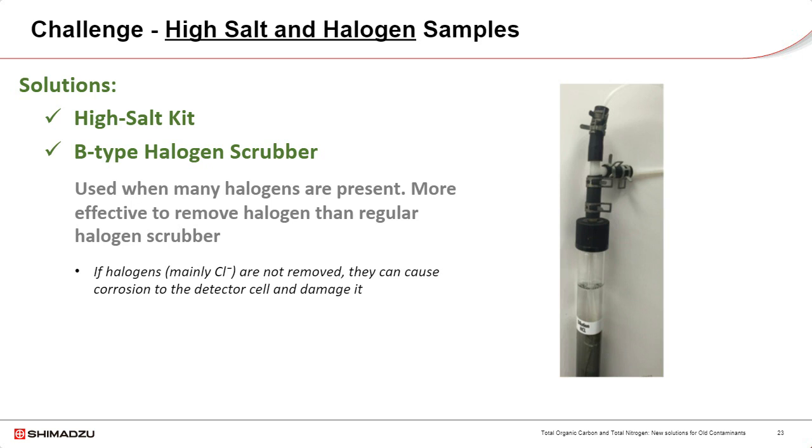Shimadzu has designed and offers this new B-type halogen scrubber. This scrubber is designed to remove large amounts of halogens that would be generated when running samples with high salts or high halogen loads.